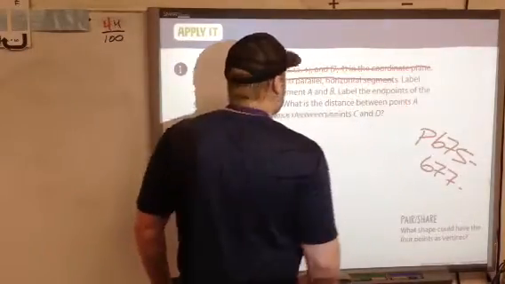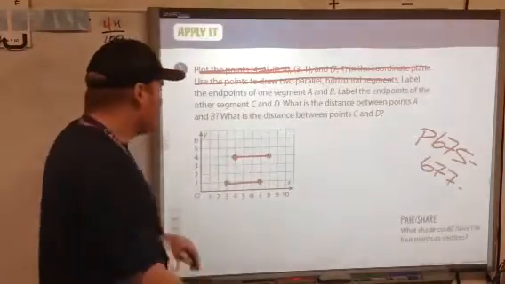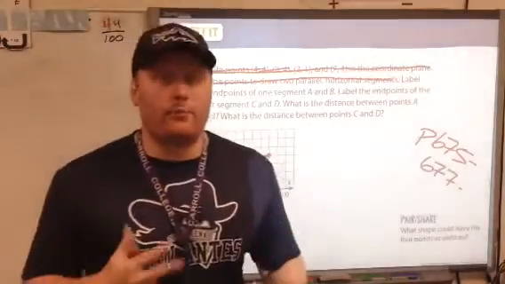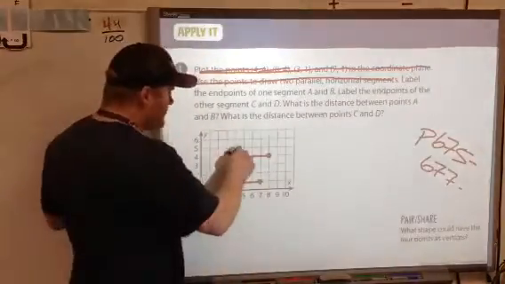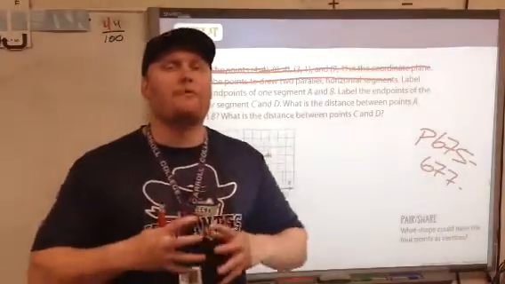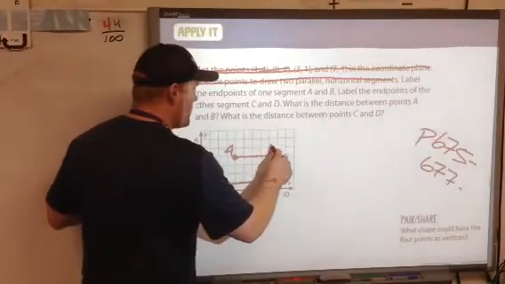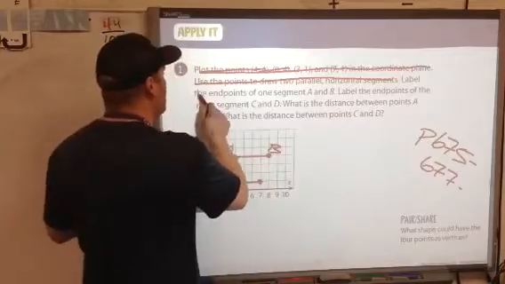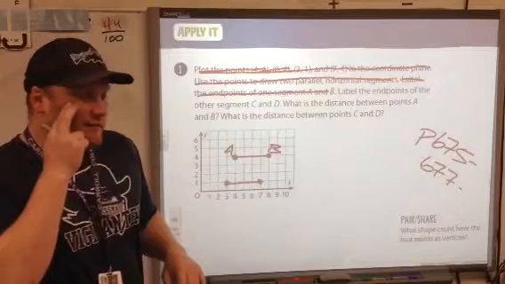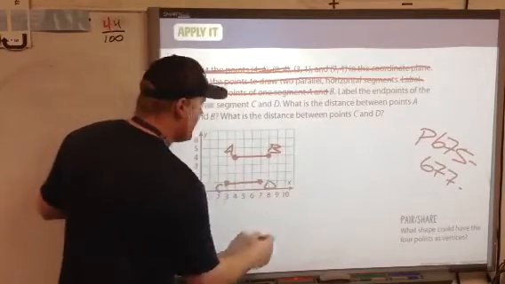All done. Then it says, label the endpoints of one segment AB. Remember, a line segment is a connecting of 2 points. So I can't label this one A and this one down here B, because those are 2 different line segments. I have to connect and label the same line segment. So I would go with my top one: A and B are connected. There's one line segment. All right, step 3 done. Then it says label the endpoints of the other segment CD. Now I have one other line segment, and I would label it C and D.